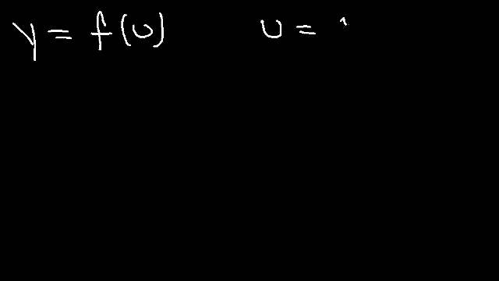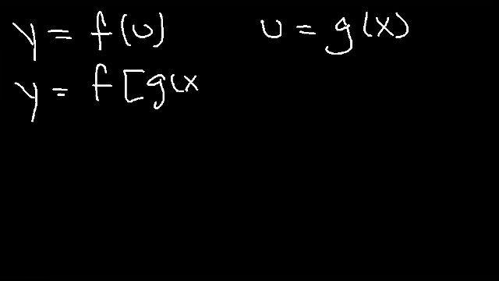So let's say that y is equal to f of u. So y is a function based on the variable u. And let's say u is a function that depends on x. So u is g of x. So if we replace u with g of x, we will get the composite function y is equal to f of g of x.